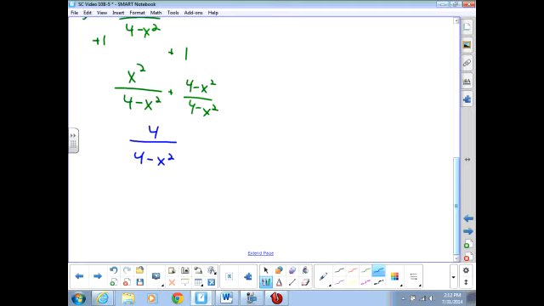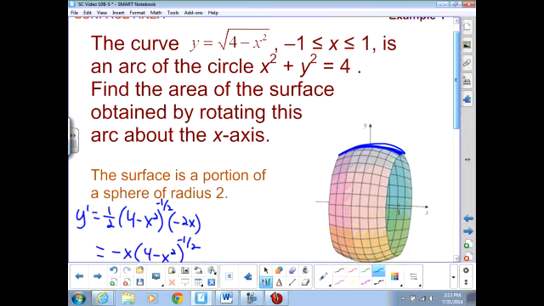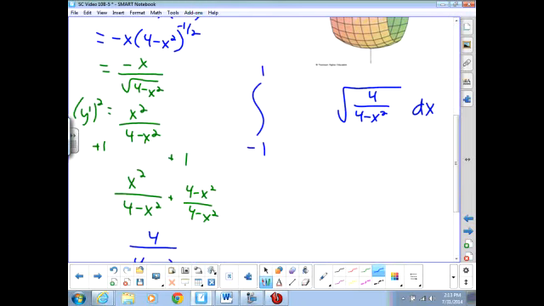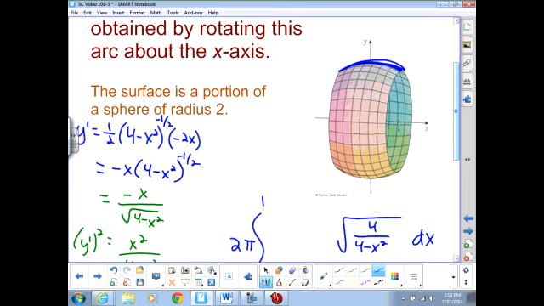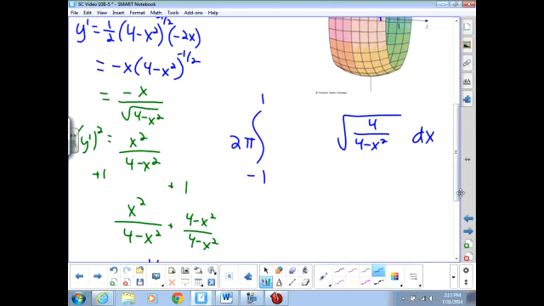This is all going to go under the square root now. So we'll have the square root of 4 over 4 minus x squared, and a dx on the end. Our x's were going from -1 to 1. We have our 2 pi in our formula that I'm just going to stick out front. And now we need our radius. Our radius goes from our curve to where we're rotating around. That's just a vertical line connected to the x-axis, so that's just y. But we can't put in y because we have dx. We have to put in what y is equal to, which is the square root of 4 minus x squared.